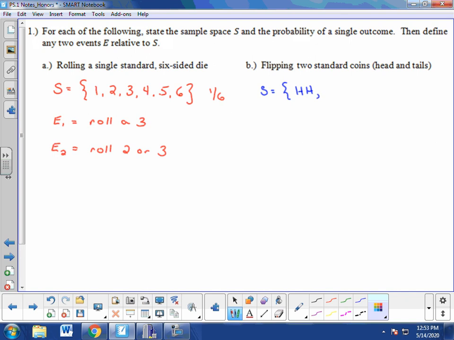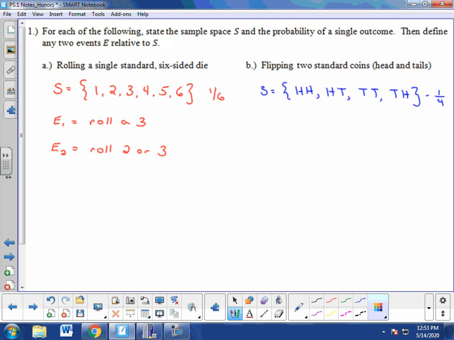Another outcome, you could have the first coin be heads and the second coin be tails if you flip both coins. You could also have the first coin be tails while the second coin is tails. And you could have the first coin be tails while the second coin is heads. So there are 4 possible outcomes that you could get. And so the sample space is heads-heads, heads-tails, tails-tails, and tails-heads. The probability of getting any of these outcomes would be 1 out of 4.